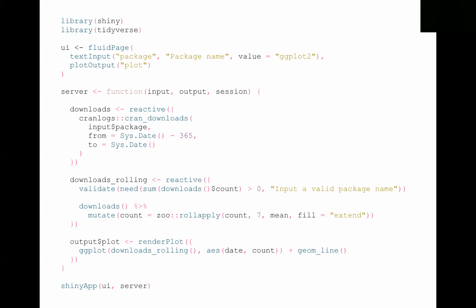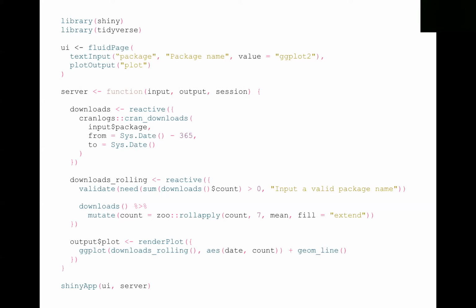But if we've met that criteria, assuming that we have inputted a valid package name, then I can call for the value of downloads, which is a data frame. So then I could use dplyr and this zoo package to compute a 7-day rolling average of these downloads, just to reduce some noise from this time series. And then finally, when I create this plot, I can call downloads rolling within a rendered plot context and feed that into a ggplot visualization.